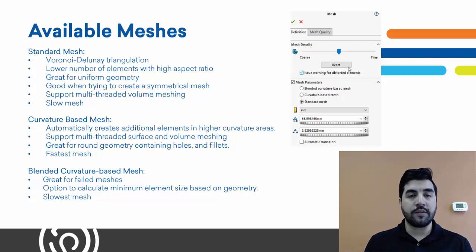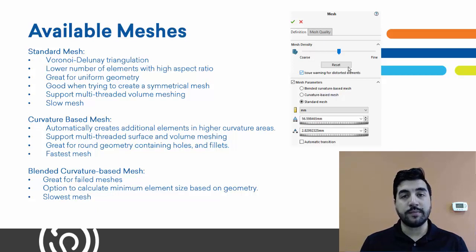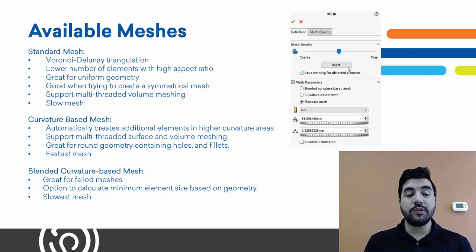Last, we have the blended curvature-based mesh. This is great for failed meshes. If you have a mesh of a part that is maybe too complex and you're having trouble meshing it, give the blended curvature-based mesh a try, since it's great at working with this type of design. It even gives you the option to calculate minimum element size based on your design geometry. Given its robust capabilities, it will end up being the slowest mesh.